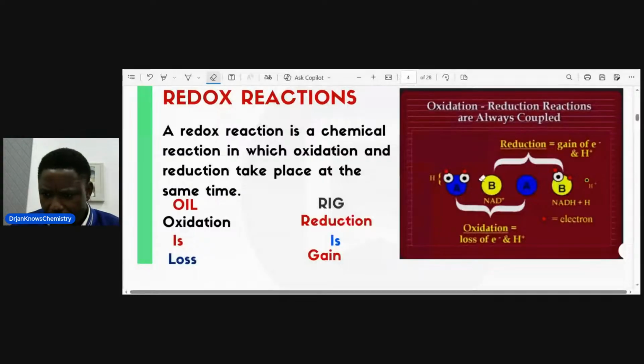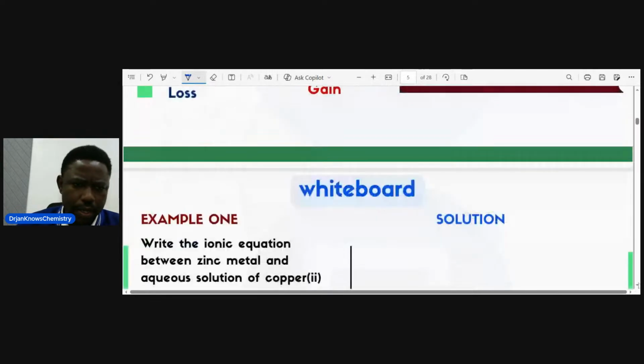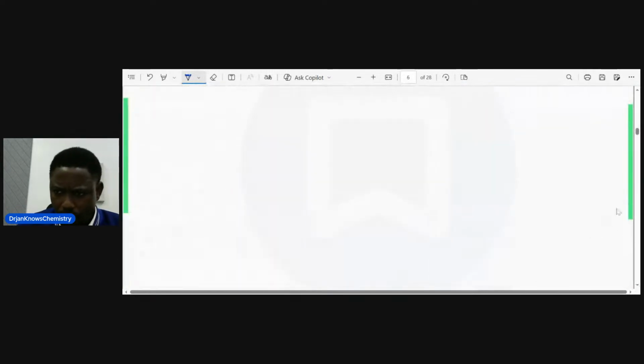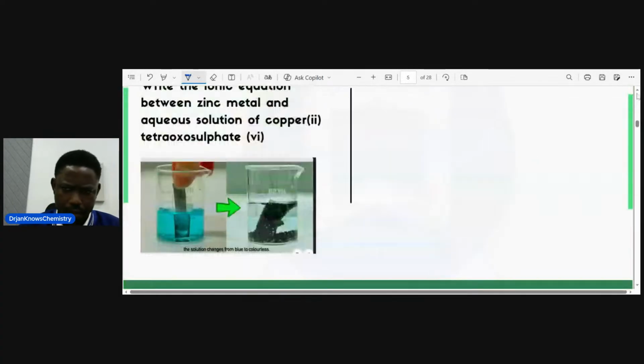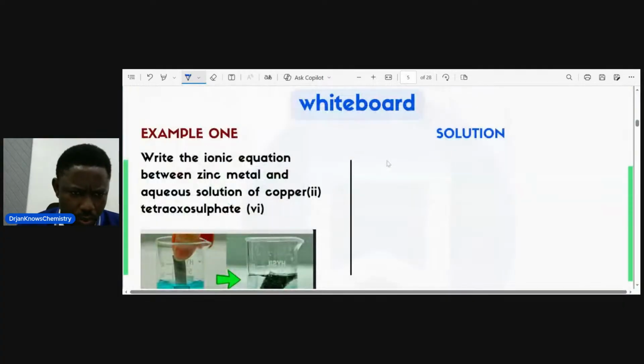We want to learn how to balance chemical equations now using redox. The first equation: we want to write the ionic equation for this particular reaction between zinc metal and aqueous copper sulfate.